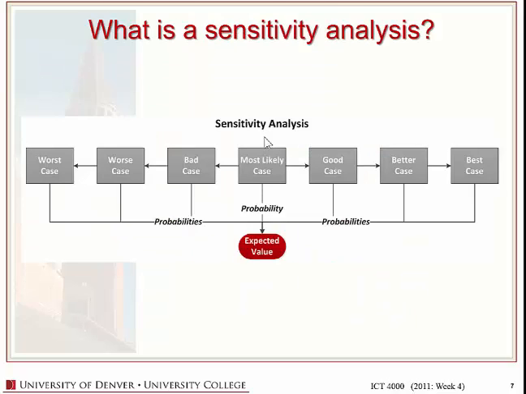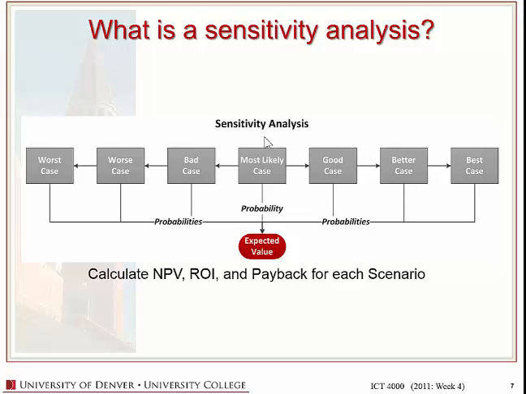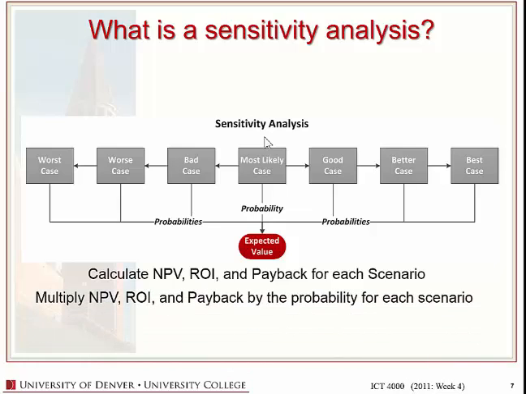How do you come up with this thing called the expected value? Well, you begin by calculating the net present value, the ROI, and payback for each one of those scenarios, whether it's the most likely case, the worst case, or the best case. You come up with a net present value, an ROI, and payback for each one of those cases. Then you take the probability and you multiply the net present value, the ROI, and payback by that probability for each scenario. So you come up with what I call the weighted outcome.